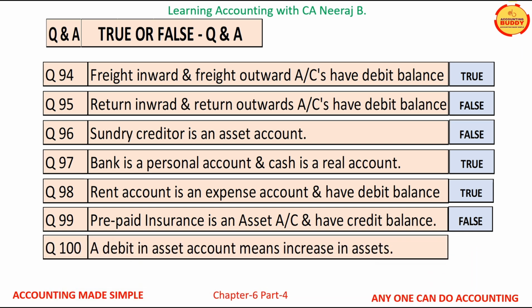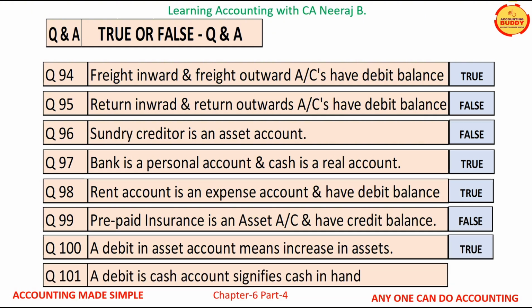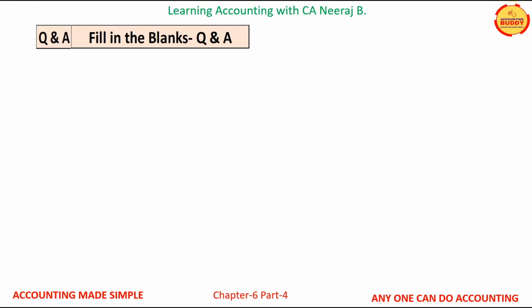Question number 100, a debit in asset account means increase in assets, which is a true statement. Question number 101, a debit in cash account signifies cash in hand. This is again a true statement. Let us take a few fill in the blanks questions and answers.